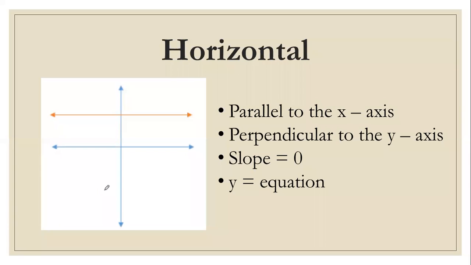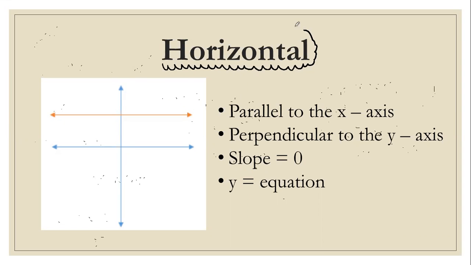Here's our first fact. The first line we want to talk about is horizontal lines. So in bold, put horizontal. We're going to learn everything about horizontal lines. A horizontal line is this line right here, this orange line, straight horizontal.